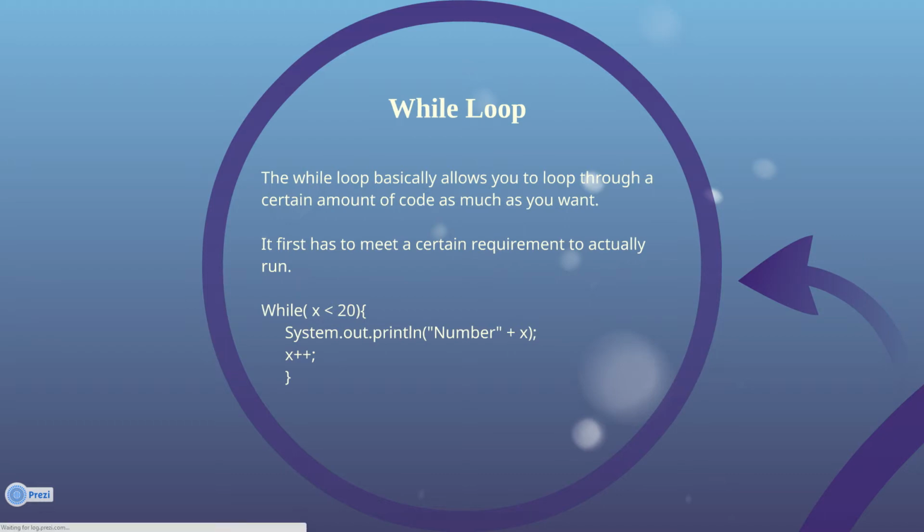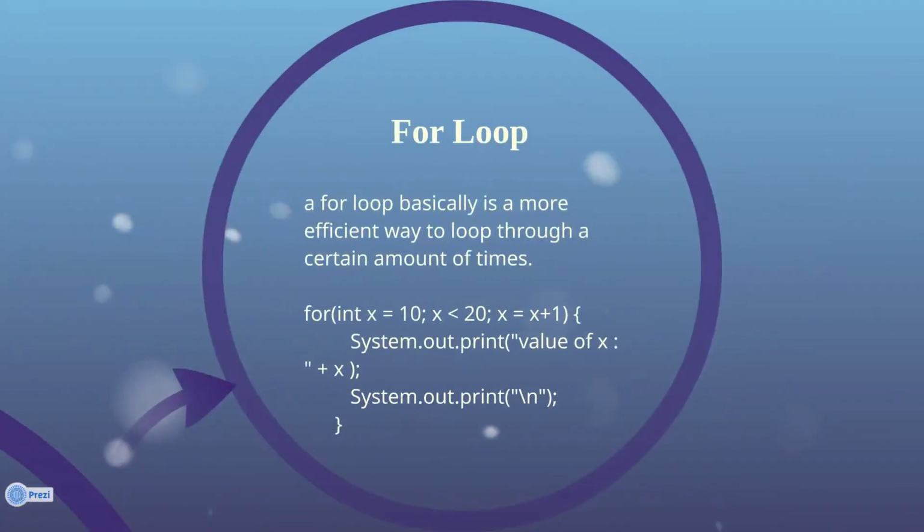Okay, let's do the for loop. A for loop is basically a more efficient way to loop through a certain amount of times. There are these wars on while loop versus for loop. I might actually make that video. Some people argue about that, and I will make it. The for loop does sort of the same thing, but not really.